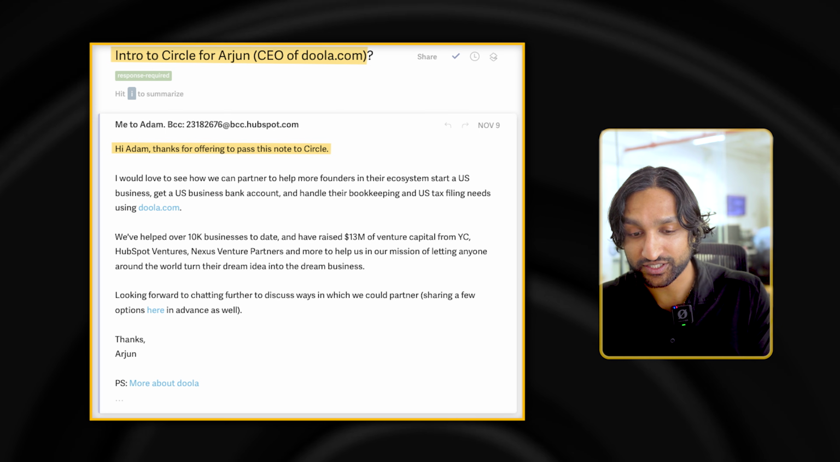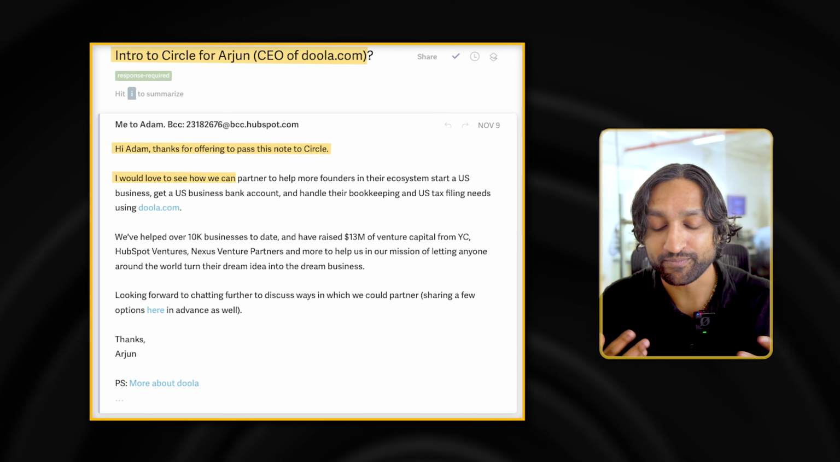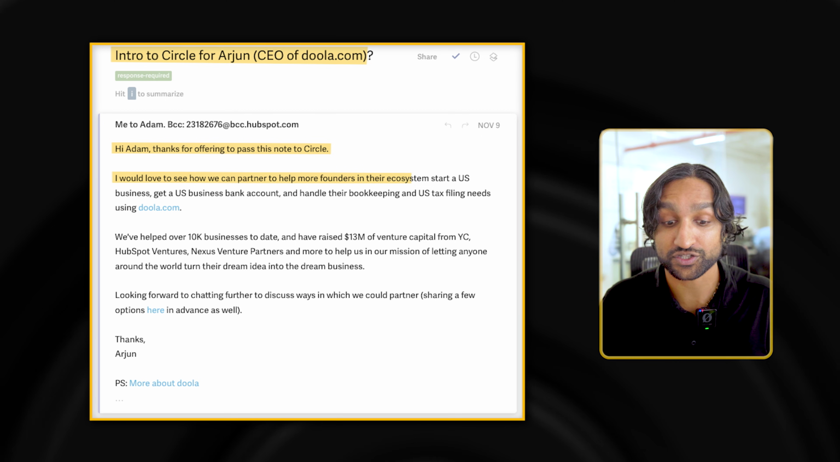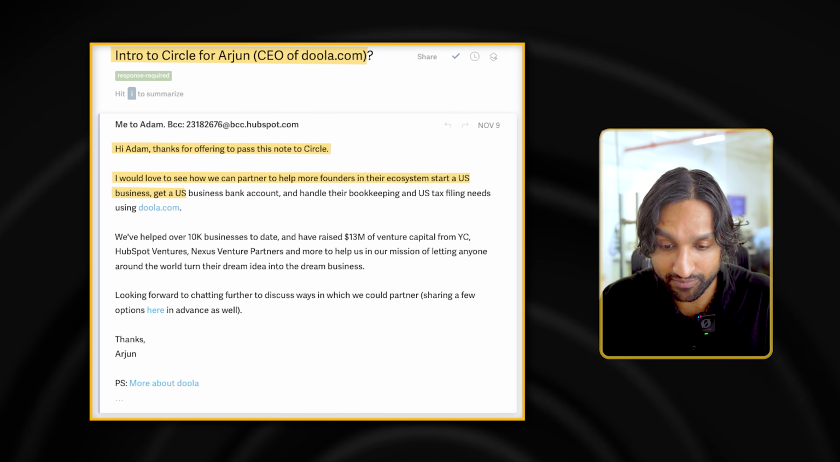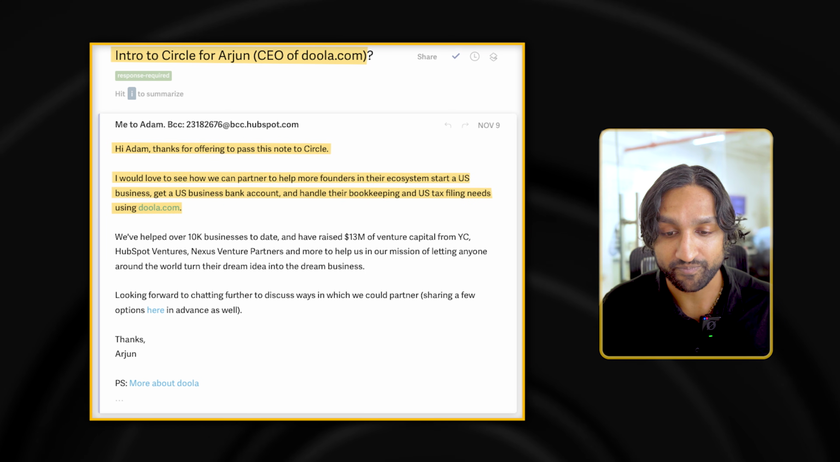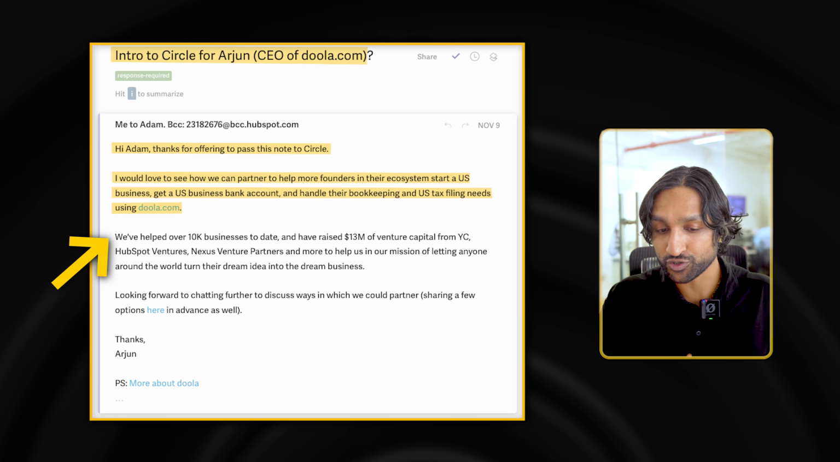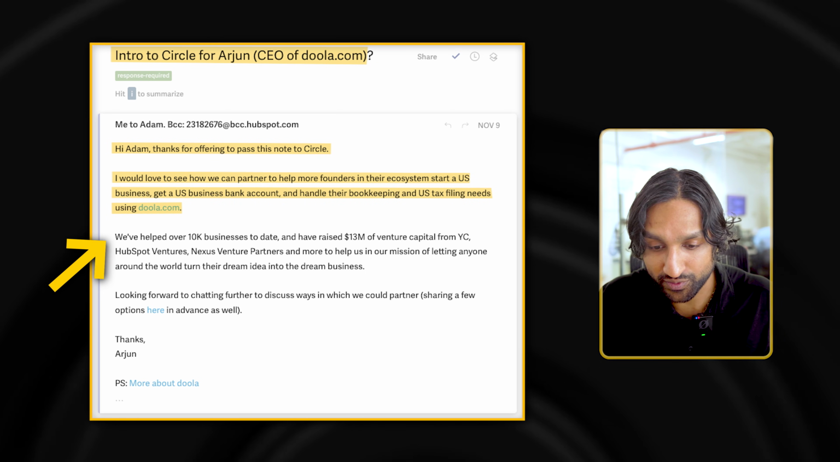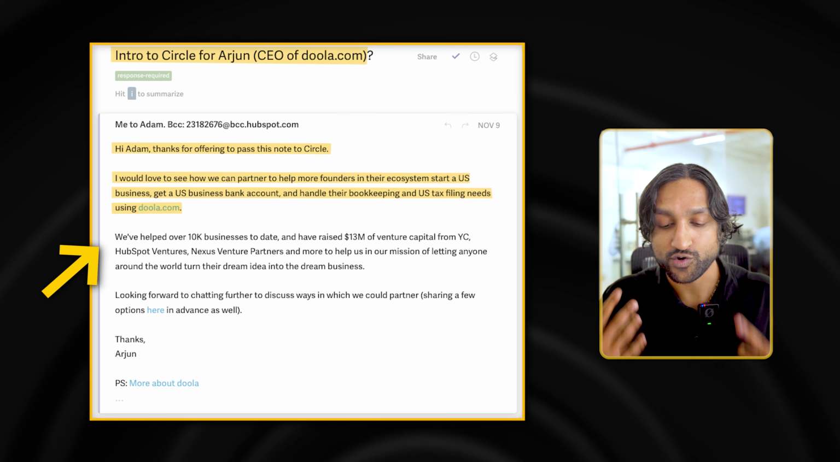Then the expertise. I said, I'd love to see how we can partner to help founders in their ecosystem. Expertise time. Start a business, get a bank account, handle their bookkeeping and US tax filings by using doula.com. Now, I added a bit more social proof here. I added in how many founders we've helped, how much capital we've raised, who our investors are.